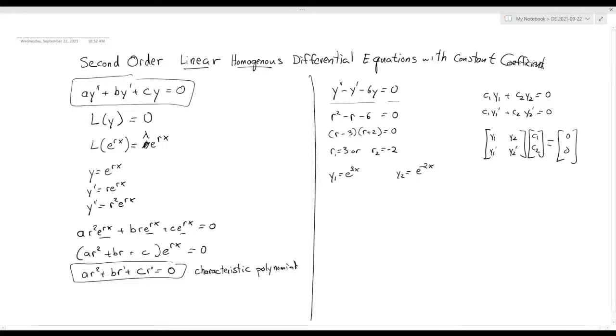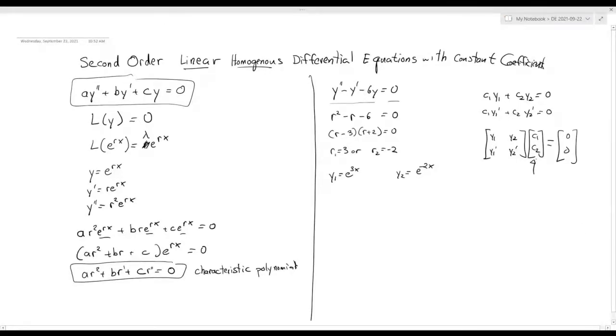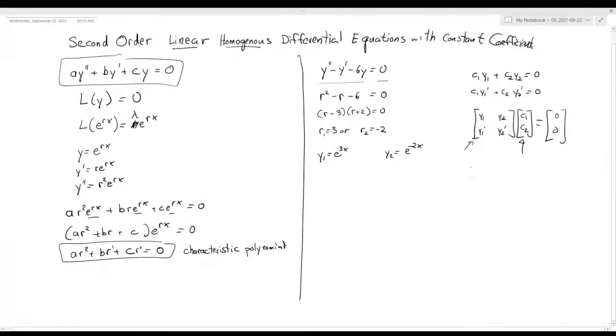In linear algebra, what would have to be true about this matrix? Its determinant has to be non-zero. Right, that way the matrix is invertible and you can multiply. So to have independence here, we need C1 and C2 to be 0, so we need a unique solution. This means that our matrix has to be invertible, meaning that the determinant is non-zero.